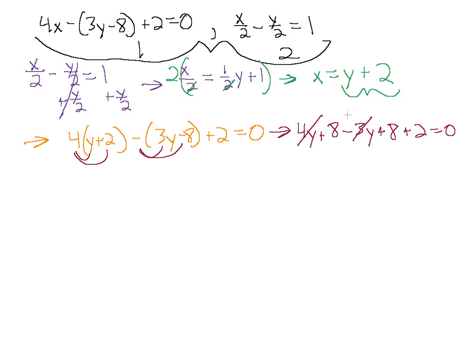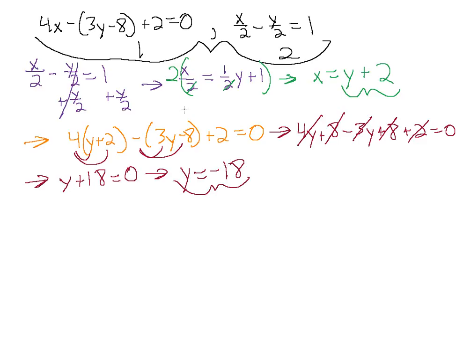So we have 4y and minus 3y is a positive y. We have 8 and 8 is 16 and 2 is 18. So we have y plus 18 equals 0. We subtract 18 from both sides. We get y equals a negative 18. All right, so we found our first value. We have y equals minus 18.